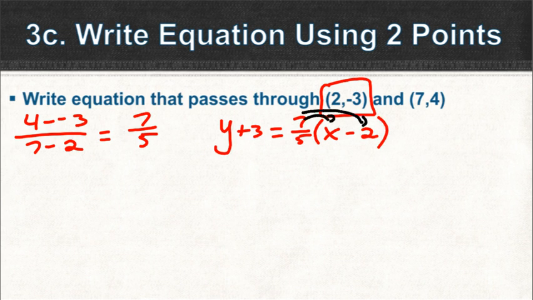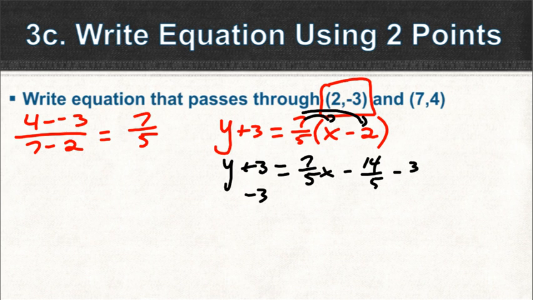Distribute. So now I have y plus 3 equals 7/5 x minus 14/5. Now I can subtract 3 on both sides. And since I'm subtracting 3, I can rewrite that 3 as 9/3. Actually, not 9/3. I need to have common denominators, so 5. So it'd be 15/5, because 15 divided by 5 is 3.